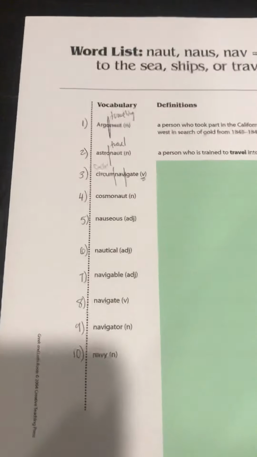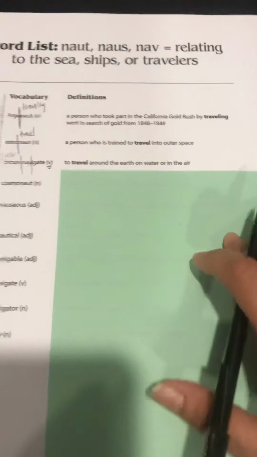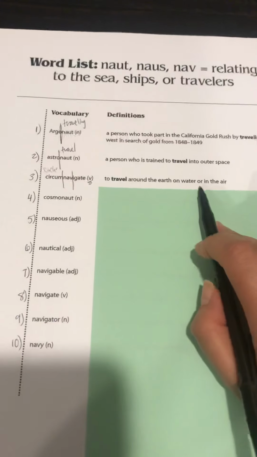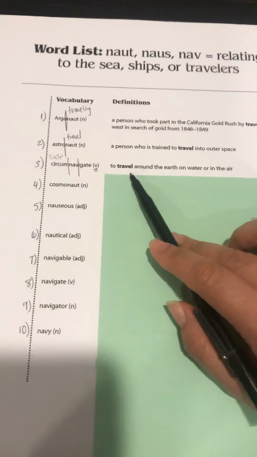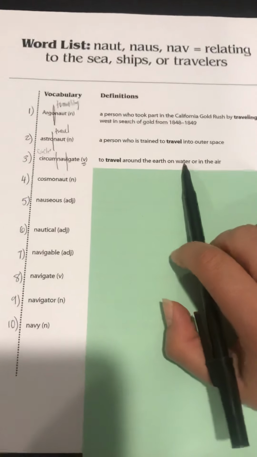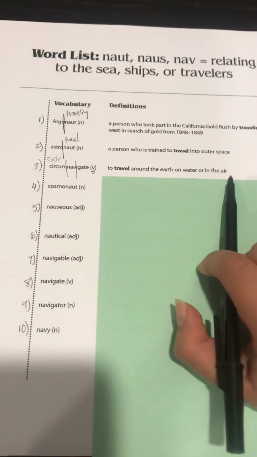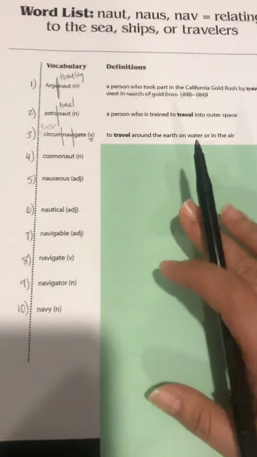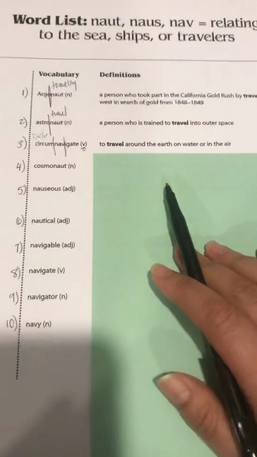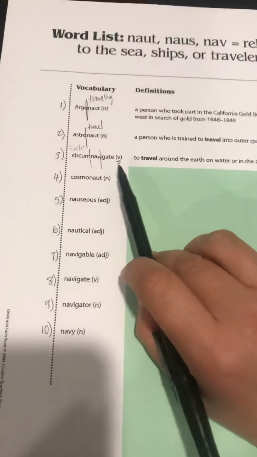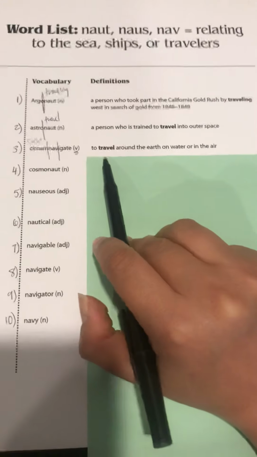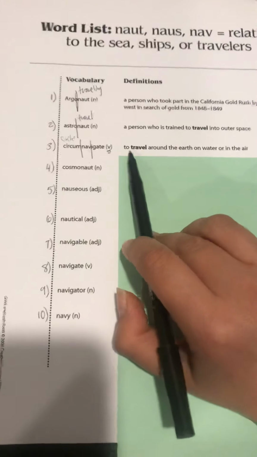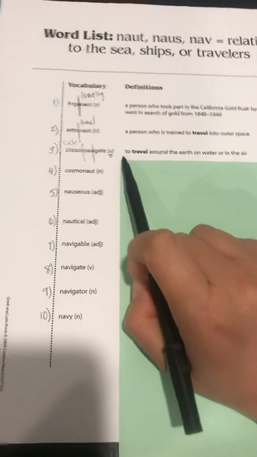Circumnavigate. Okay, let's check it out. To travel around the earth on water or in the air. To travel around, that's the circum part. This is travel, the navigate. Around the earth, on water, or in the air. Okay, so it takes special skills to be able to circumnavigate. For example, some of you are studying Amelia Earhart right now. She was trying to circumnavigate the world, right, on airplane.